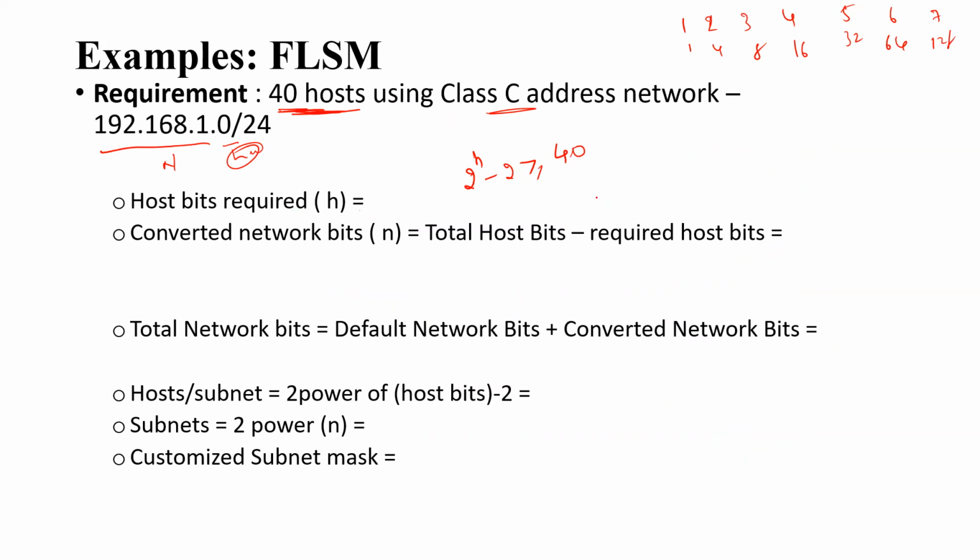So here, what is our requirement? 40. So we have to think about which value is greater than 40 and nearby our requirement. That is 64, right? So 2 power 6 is 64. If you need it, what is the power? Host bits is 6. 2 power 6 minus 2 is greater than or equal to 40.